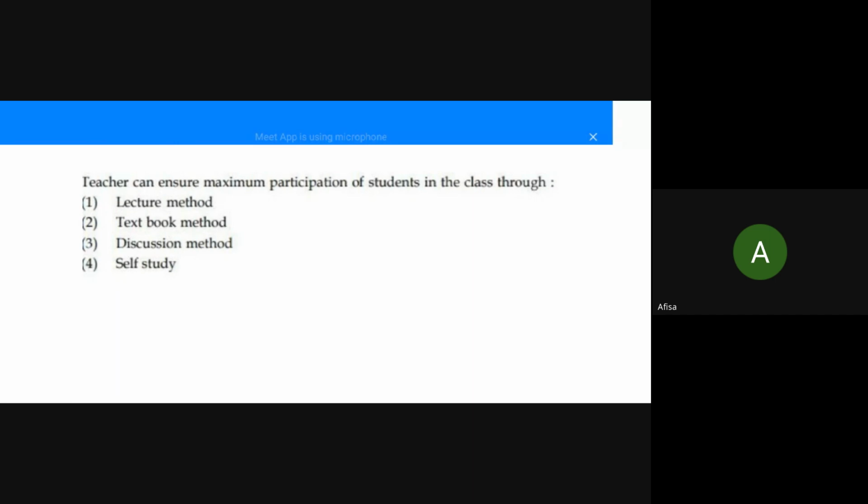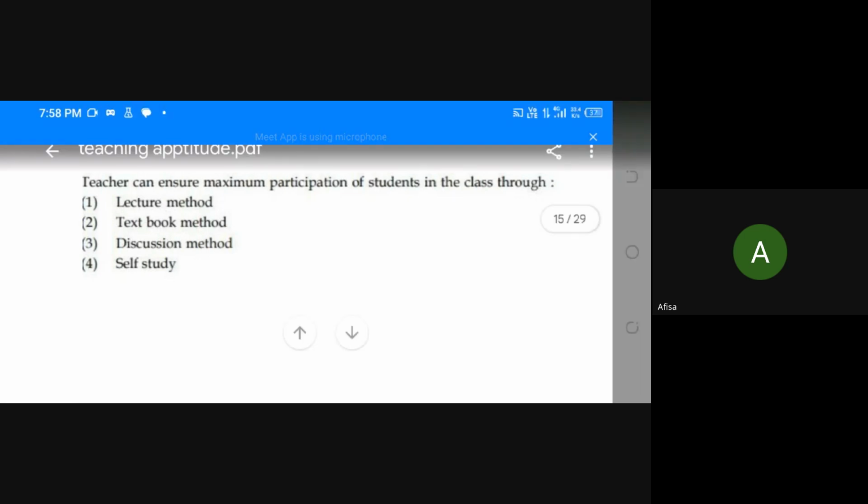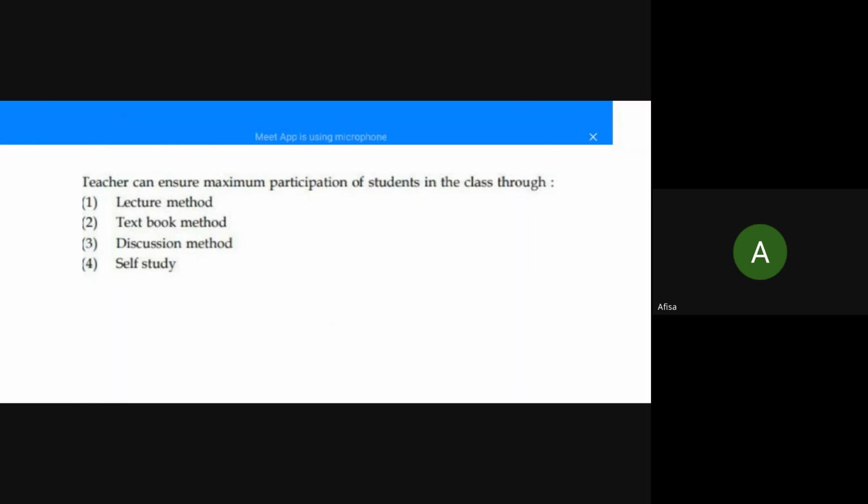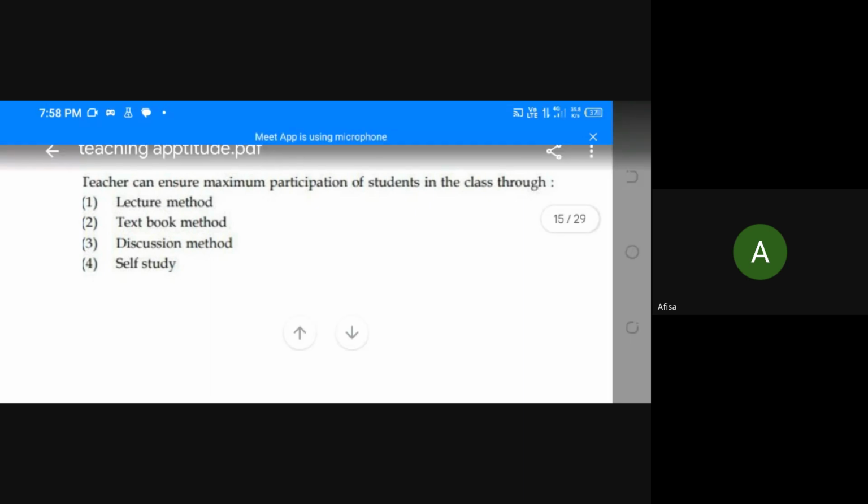Answer is discussion method. Lecture method means the teacher will only lecture, and students are not having any participation. Textbook method also, students are not having any participation. But through discussion method, teacher and students are involved in the teaching learning process. In self-study, we can't know whether they are studying or participating. Through discussion method, the teacher can ensure their participation, and can also analyze their students.